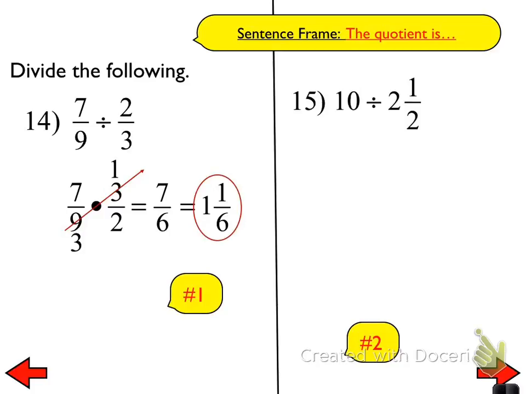Moving on to number 15. This is a tricky one because it has different things that you want to pay attention to. First, I got to put 10 as a fraction, so I'm going to put 10/1 divided by, and I went ahead and turned that mixed number into an improper fraction. So I did 2 steps at the same time. Okay? I turned that 10 into a fraction by putting it over 1, and then I turned that mixed number into an improper fraction. Should be writing this down.